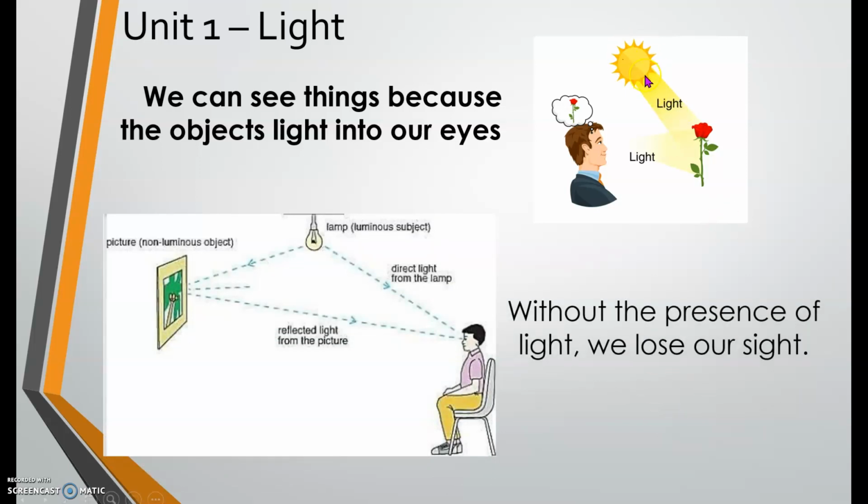Next, we also talked about how we can see things. For example, the light coming from the sun is striking this object, which is the flower, and the flower reflects light into our eyes. We can see things because the light is entering our eyes. If we close our eyes, we cannot see anything because the light cannot enter into our eyes. It says here, without the presence of light, we lose our sight. It's true.